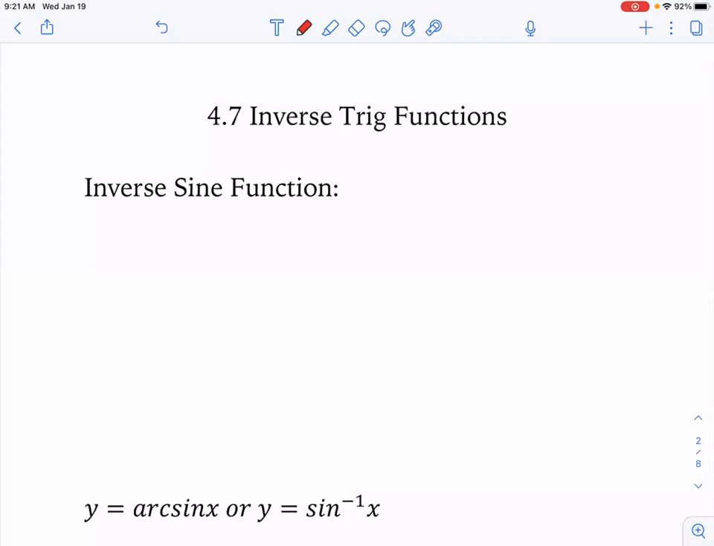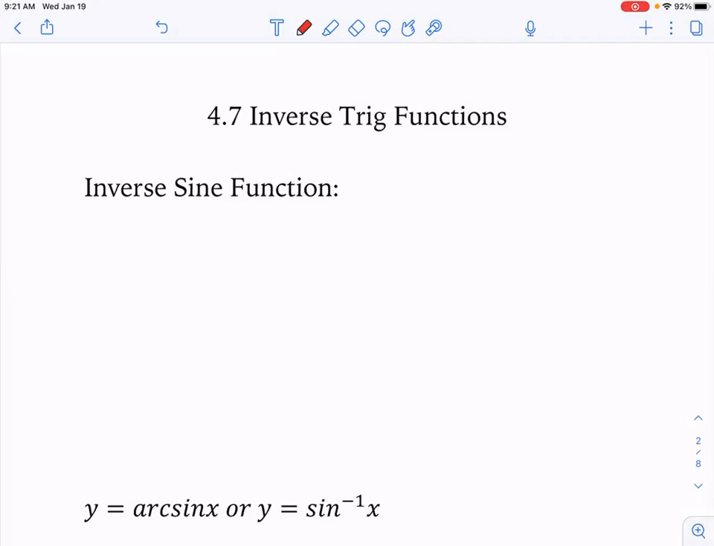Okay, we are going to talk about inverse trigonometric functions. We are probably going to talk the entire period about them. You'll have homework tonight, and then tomorrow will be a day where we'll just reinforce what we learned, okay? So let's first think about inverse functions, okay?